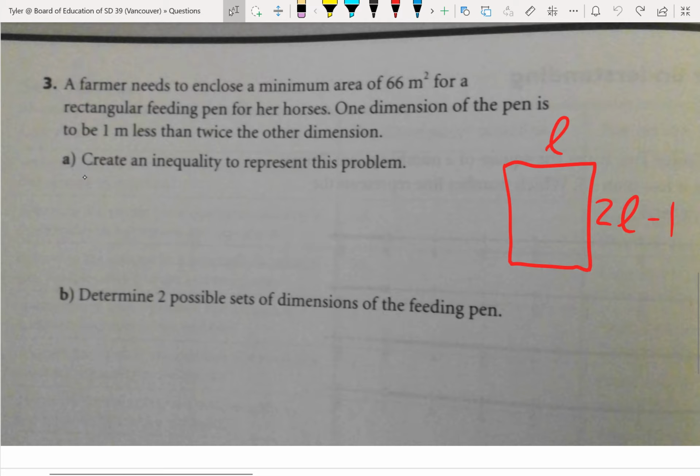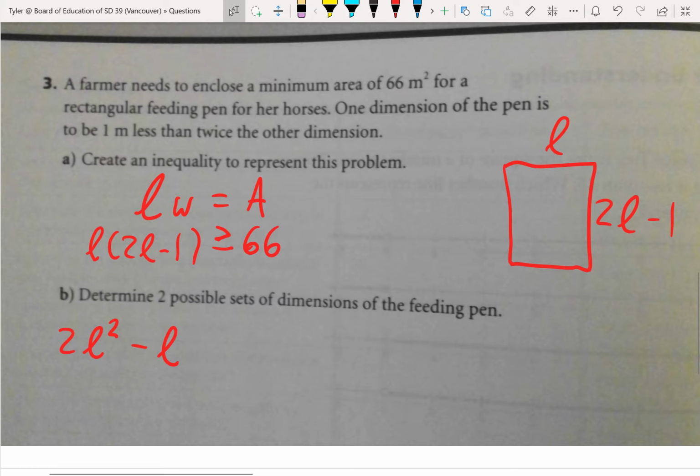Now it says create an inequality to represent this problem. Here we go, the minimum area of 66. To find area, we do length times width equals area. But we're going to sub in the numbers we know. The area is at least 66. So it might be greater than, or it could be equal to. That means greater than or equal to. Length is still length, but width is going to be this 2L minus 1. Now we could expand this to make it a little easier to see. So this is going to be 2L squared minus L minus 66 is greater than or equal to 0.